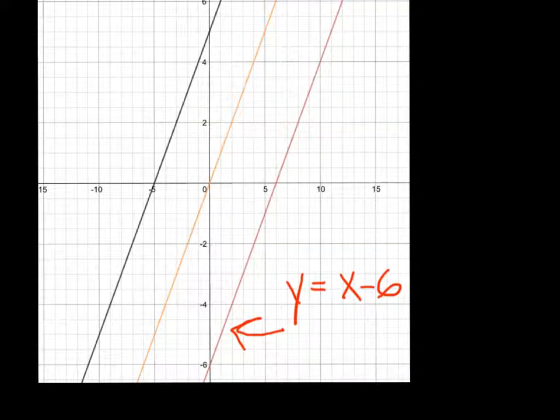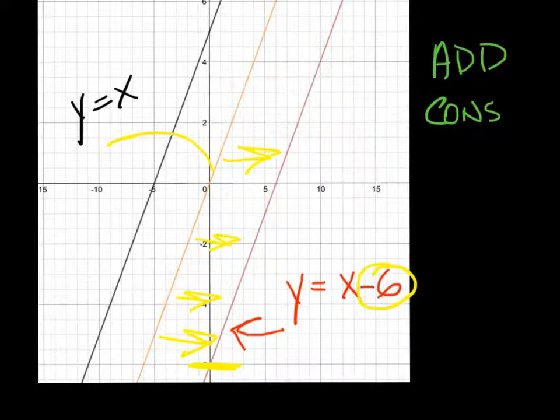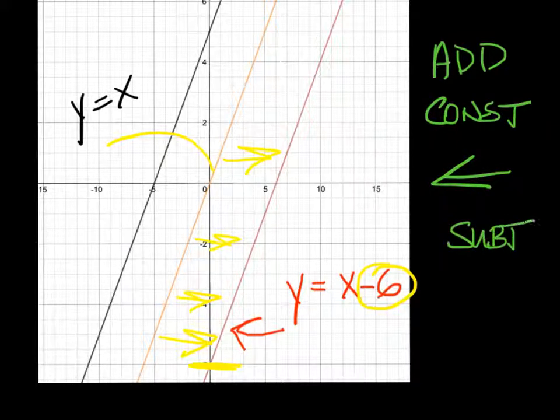Now look what happens when I subtract 6 from the original function, which is y equals x. If I subtract 6, I'm going to the right, and it's crossing at negative 6 down here, but that line looks like it is moved to the right from the original one. That is the main thing you must learn from this first part. If you add a constant, then you're moving left. If you subtract a constant, then you're moving right.